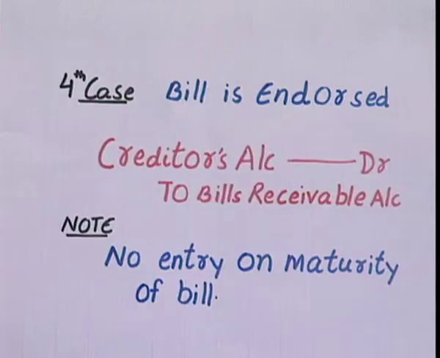The fourth option: he can endorse his bill in favor of his creditor. Now, when he endorses the bill in favor of his creditor, the following entry is passed. The entry is creditor's account debit to bill receivable account. Again, an important note point for this case is, since the bill has been endorsed to the creditor, it has become his property. So, at the time of maturity of the bill, no entry will be passed in the books of the drawer.